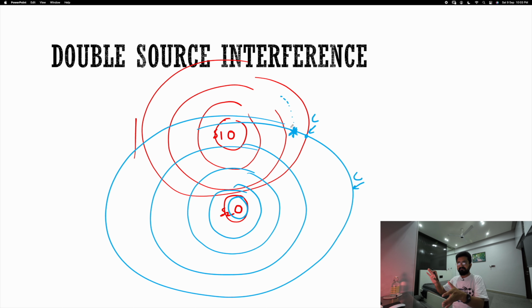what? Trough, because the region between two consecutive crests is a trough, right? The center between two consecutive crests is a trough. So this is the region where you have a trough of a red meeting a crest of a blue. So that means this point is going to have destructive interference. So two sources cause interference, right? And you have both constructive and destructive interference happening and so on.